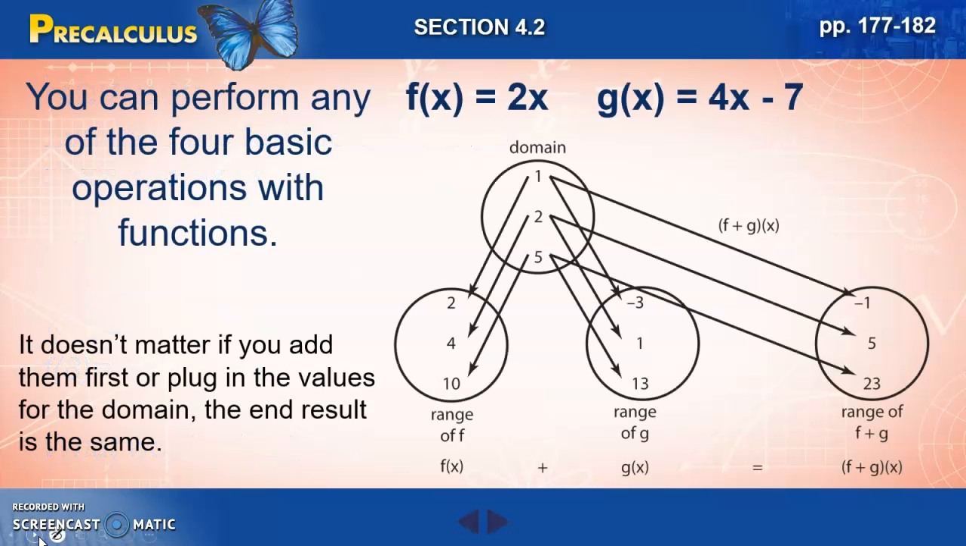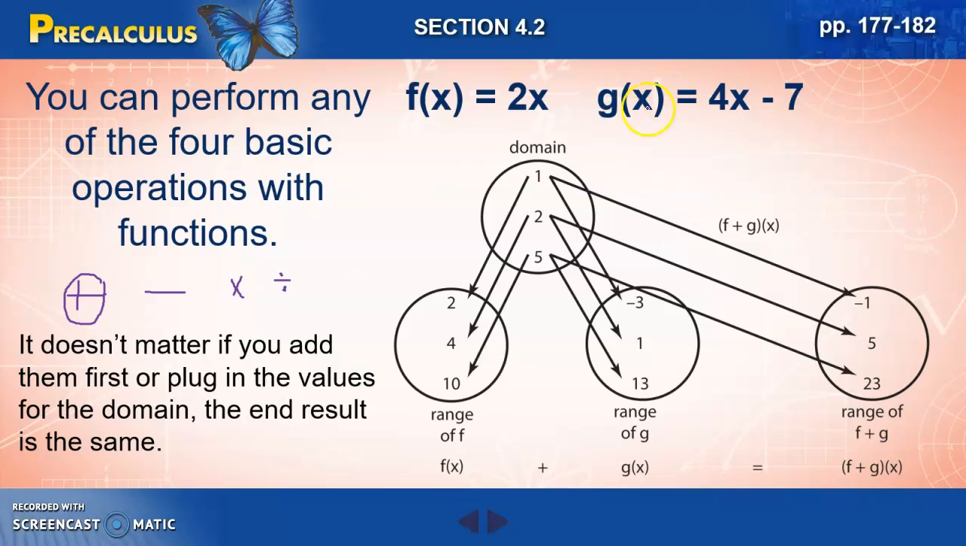All right, let's talk about the operations that we can do with functions. We can perform any of the four basic operations with functions. We can add them, subtract them, multiply them, and divide them. This chart looks a little complicated, but we're going to show visually what happens when we add functions. We don't have to create this chart every single time. There is a much simpler way to do this, but this is going to show what we're actually doing.